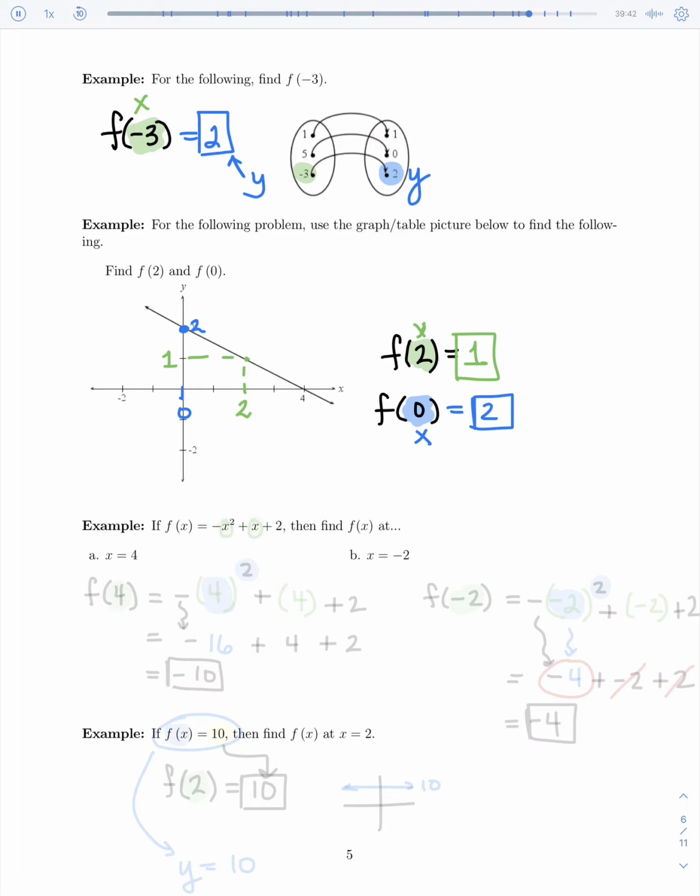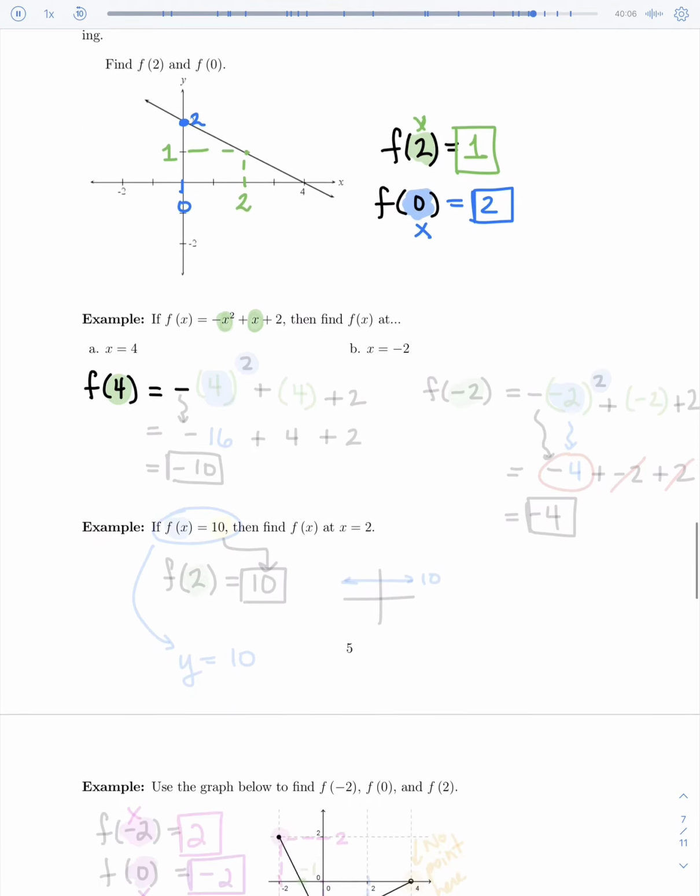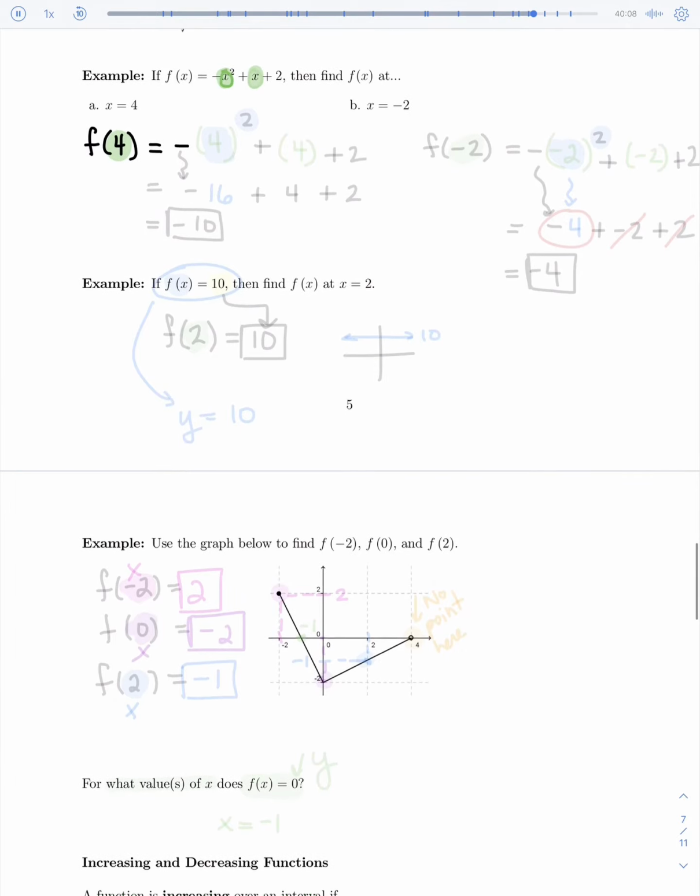Let's take a look at this next problem. We've got f of x equals -x² plus x plus 2. Then they want us to find f of x at x equals 4. So basically on this first one, they want us to find f of 4. And that means we're going to go and find every x and plug in a 4. So be careful. This first one, we've got a minus sign out in front of the x. Then we're going to replace our x here with a 4.